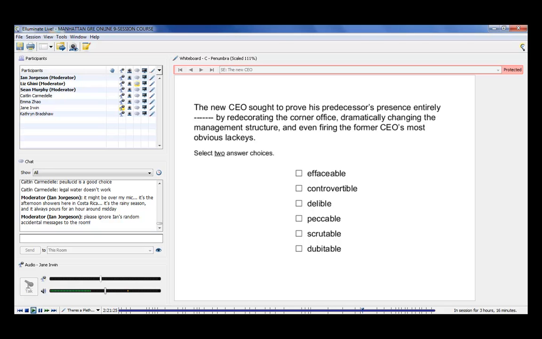Okay, I'm not really sure about this one, but I kind of looked through. Oh, never mind. I only picked one word. I forgot that it was a two-word answer, or two-choice one. But anyway, through the sentence analysis: the new CEO sought to prove his predecessor's presence entirely blank by redecorating the corner office, dramatically changing the management structure, and even firing the former CEO's most obvious lackeys.